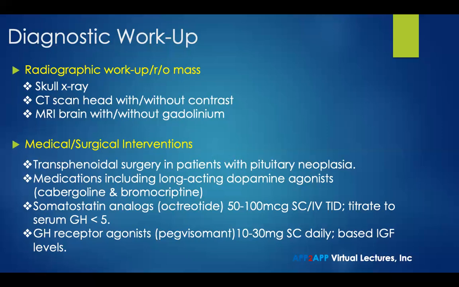Medical surgical interventions, well, in those patients found to have pituitary neoplasia, transsphenoidal surgery. Medications can include long-acting dopamine agonists such as cabergoline or bromocriptine, somatostatin analogs such as octreotide, which is given at 50 to 100 micrograms sub-Q or IV 3 times a day, and you want to titrate the drug to a serum growth hormone of less than 5. And there are growth hormone receptor antagonists such as pegvisomant, which is given 10 to 30 milligrams sub-Q daily, and this is based on the patient's IGF-1 levels.